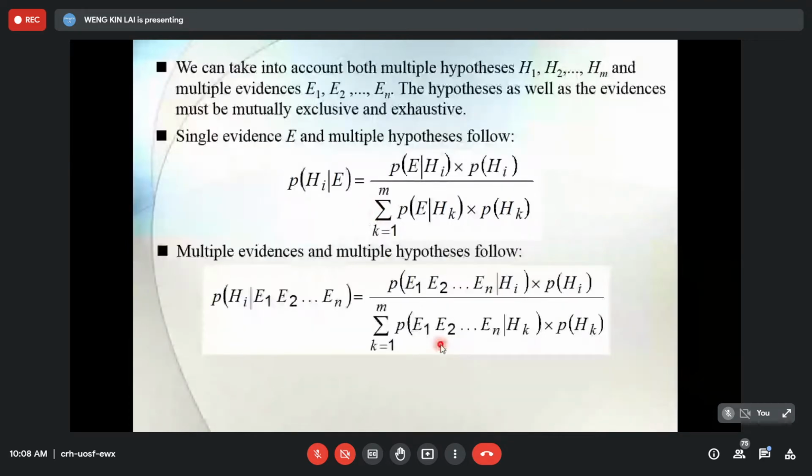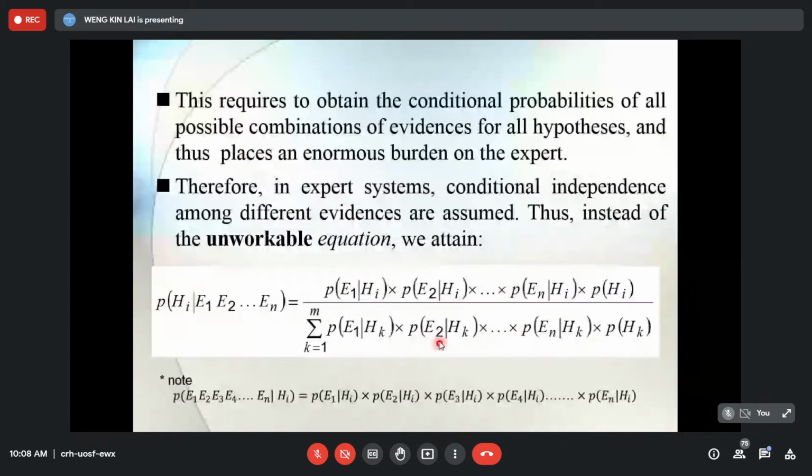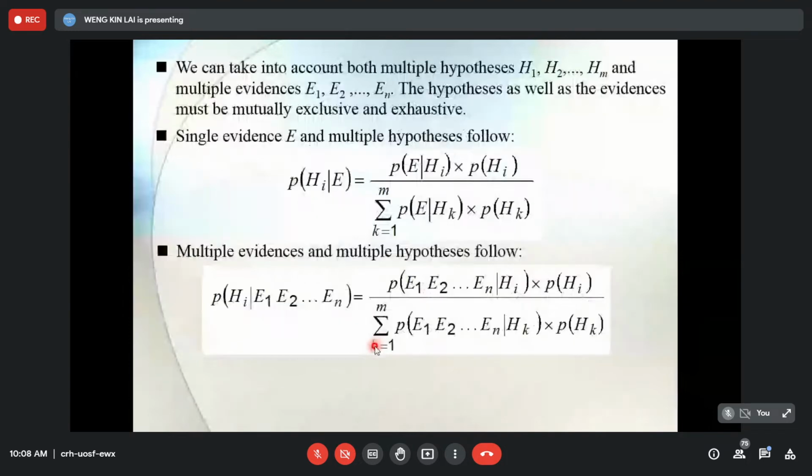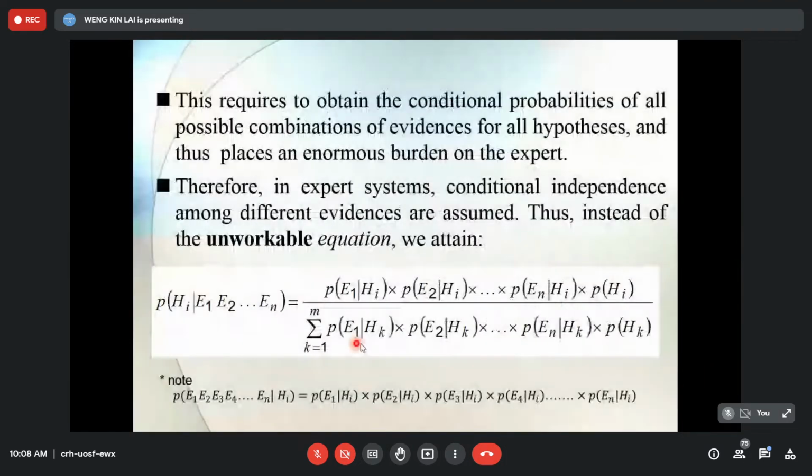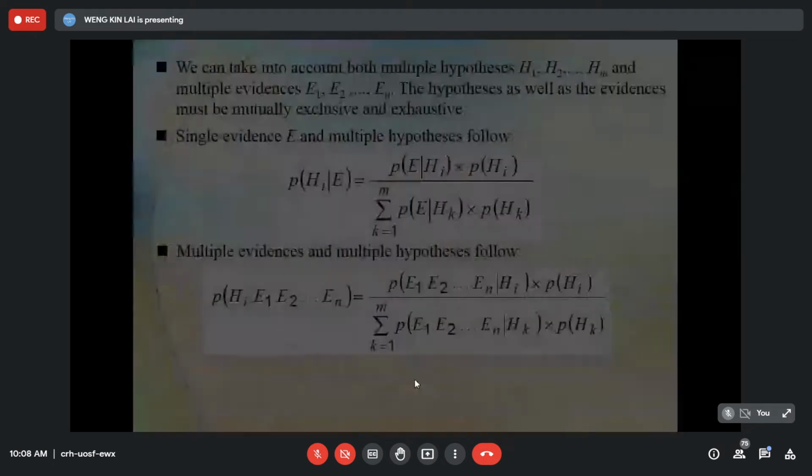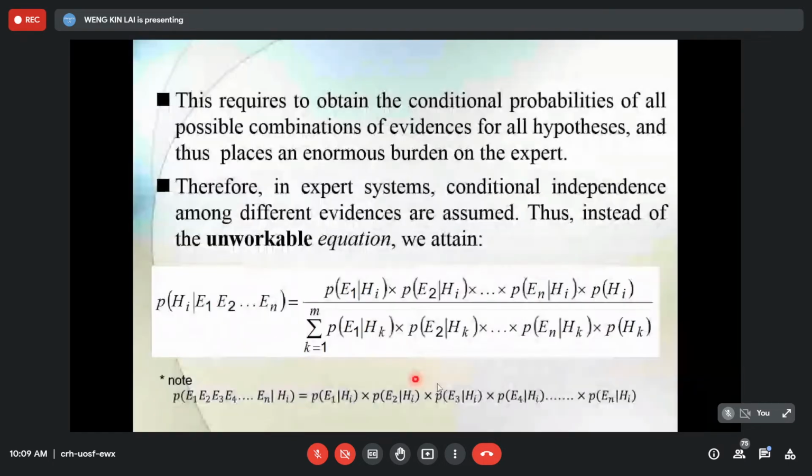So instead of the previous unworkable equation, we expanded it and I got this. This is only based on one hypothesis at a time, rather than expanding it with one hypothesis and one evidence. So you have E1 HK, where K can be 1, E2 HK, and so on and so forth. That's how you look at it. Basically, this is just expanding the part here to get this.